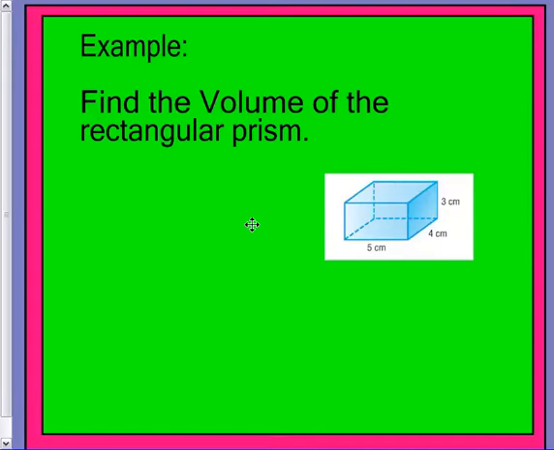Okay, so if we wanted to find the volume of this rectangular prism, we write the formula, the length times the width times the height, and we fill it in. The length times the width, or the area of the bottom, which is 5 times 4, times the height, which is 3. Okay, so when we get this, we get 5 times 4 is 20, times 3 is 60.